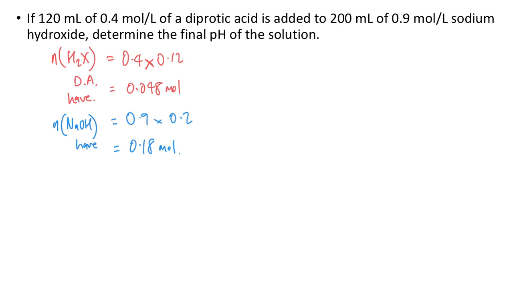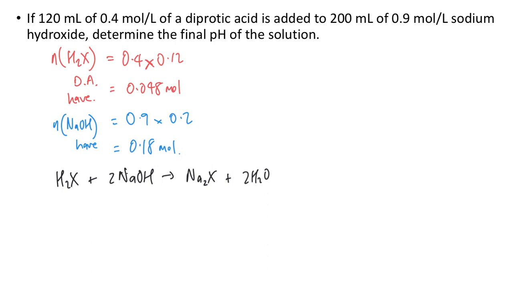So I know that this is a diprotic acid, so it's going to react with 2 of the NaOHs because it's going to react twice with it, right, to form Na2X plus 2H2O. So this is the equation. You should always write out the equation, right? And so therefore, I'm going to work out which one's the limiting reagent.